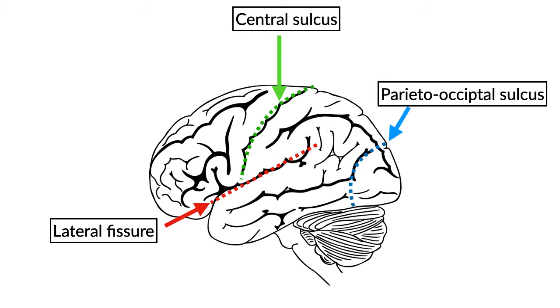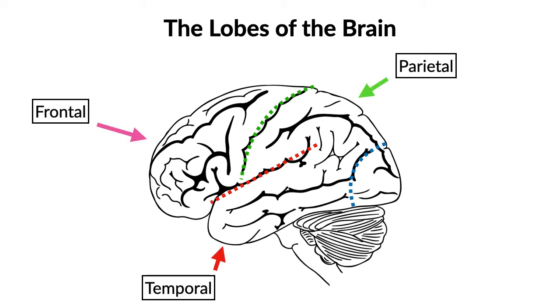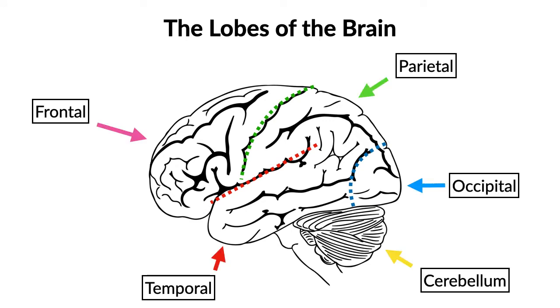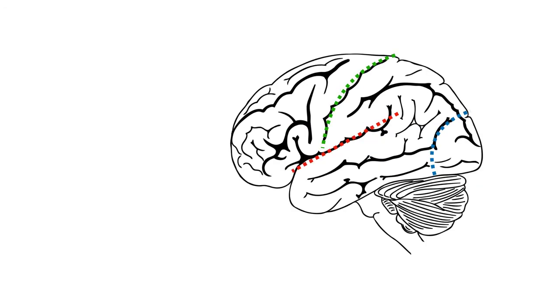So these lobes are quite precise areas of the brain. We can understand where they exist. So we have the frontal, parietal, temporal, occipital, and the cerebellum. They're very good divisions through these sulci, or through the various sulcus of the brain.